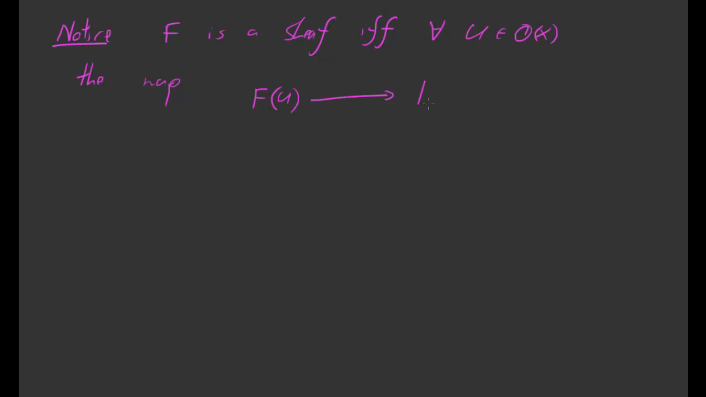So we notice F is a sheaf if, for every U inside of O of X, the map from F of U into the direct limit, this time, over all covering sieves S on U of Hom from S into F is an isomorphism.